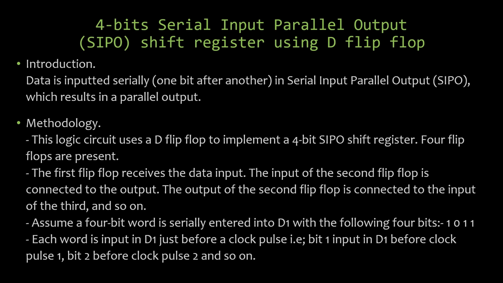Assume a 4-bit word is serially entered into D1 with the following 4 bits: 1011. Each bit is input in D1 just before a clock pulse. For example, bit 1 is input in D1 before clock pulse 1, bit 2 before clock pulse 2, and so on.